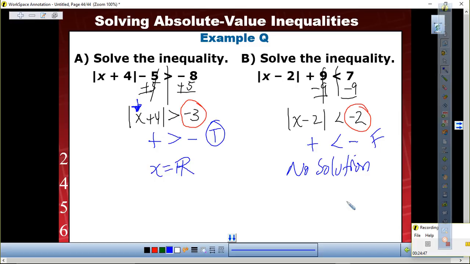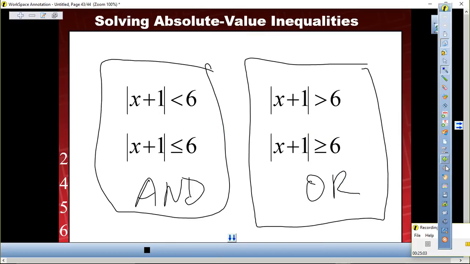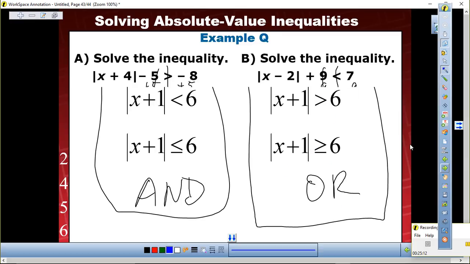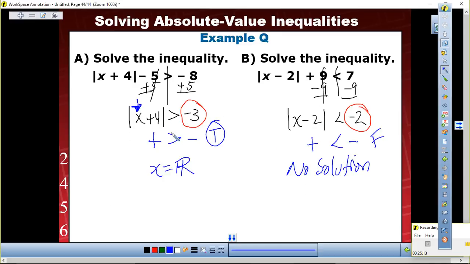So far, three things that we've seen. If we have absolute value inequalities that are less than or equal to, they are and. If they're greater than or equal to, they are or. If they have a negative, if they're greater than, then it's true and it's all real numbers. But if it's less than the absolute value, then that's false and it's no solution. Does that make sense? Yes, Mr. Q, we love this. All right, good.